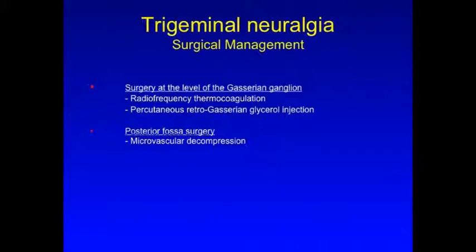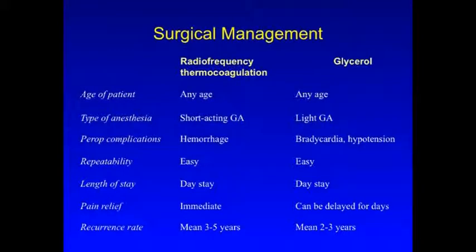So now let's look at criteria for radiofrequency thermal lesions and glycerol injections. Age of the patients: you can use it at any age. For the type of anesthesia, you generally get short-acting anesthesia for radiofrequency ablation, and light anesthesia for glycerol injections. Perioperative complications could be hemorrhage for radiofrequency and bradycardia and hypertension for glycerol. They're both easy procedures, not difficult to do, usually day procedures, and you can get immediate pain relief with radiofrequency, while it can take some days for glycerol.